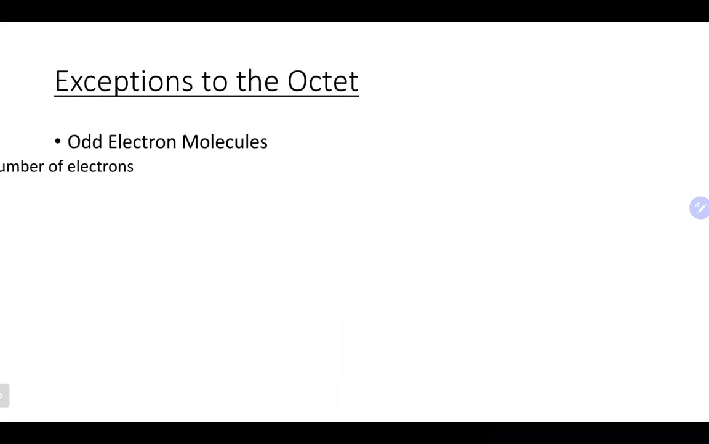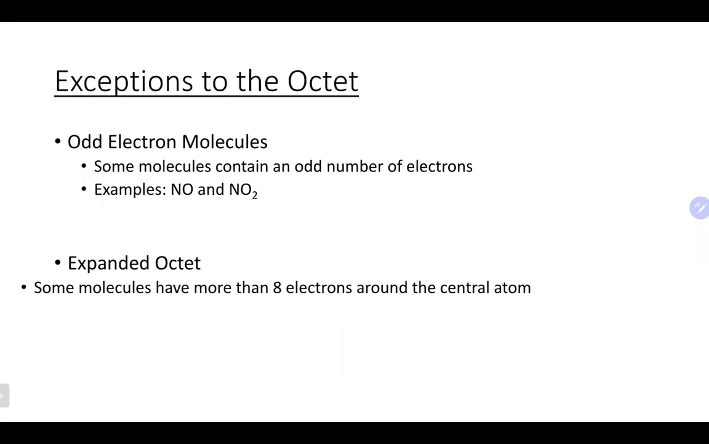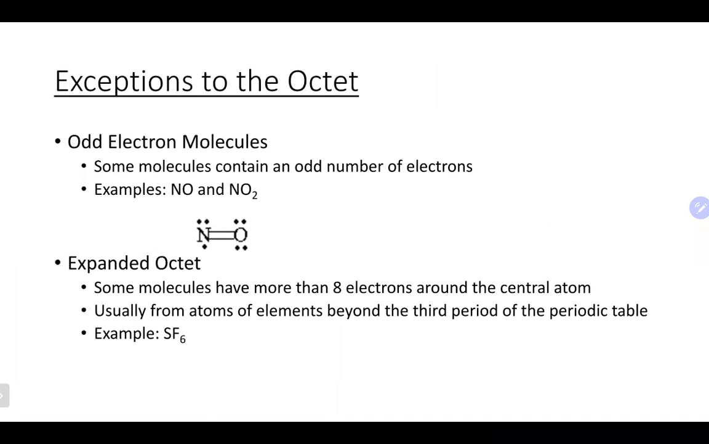Another exception to the octet rule is what is sometimes referred to as an odd electron molecule. These are molecules where, when you add up the total number of valence electrons, you end up with an odd number. Our way of drawing those structures is basically to pair off electrons. So obviously, if you end up with an odd number, you are going to end up with one unpaired electron. You may have heard of free radicals.